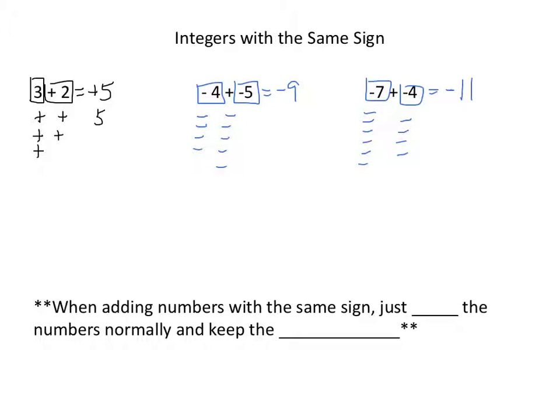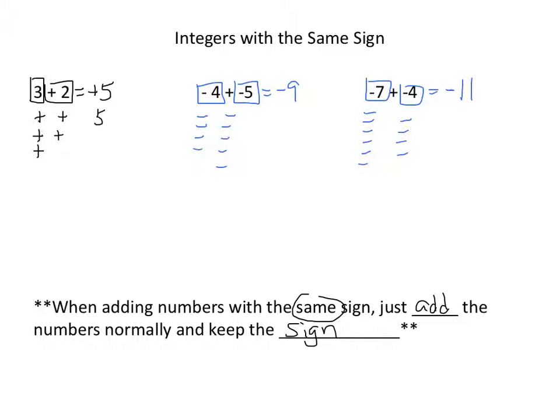So if you look at the patterns here, when we're adding numbers with the same sign, so positive and positive, or negative and negative, then you're just going to add the numbers normally and keep the sign. So for example, a positive plus a positive is always positive, a negative plus a negative is negative, as in these examples.